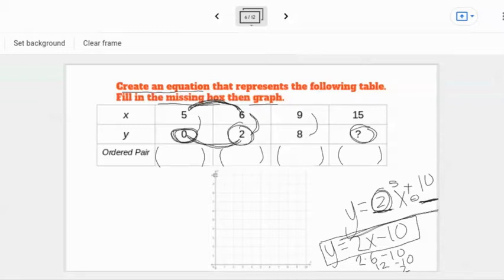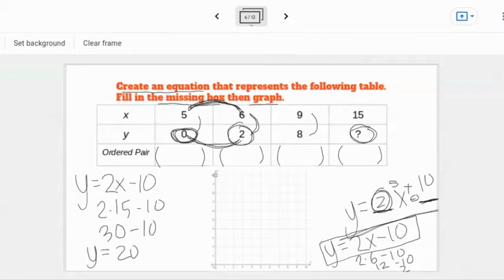Now I plug in for the missing number. So y equals 2x minus 10. And again, you're checking with what you have done. 2 times 15 minus 10. 2 times 15 is 30. Minus 10 is 20. So y is 20. So my missing number is 20. Now, turning it into ordered pairs is easy. I just take my x and my y, my x and my y, my x, y, x, y.